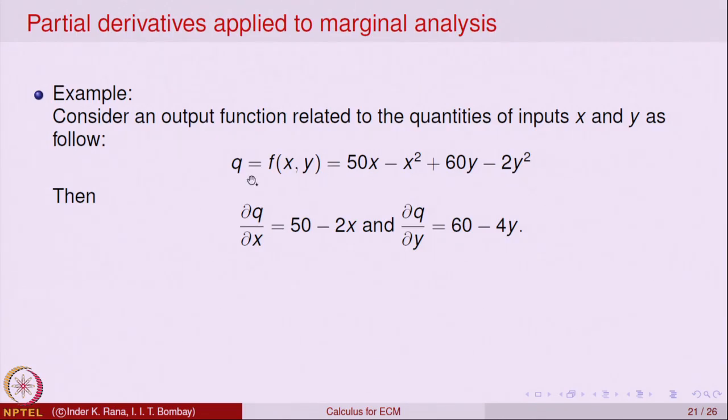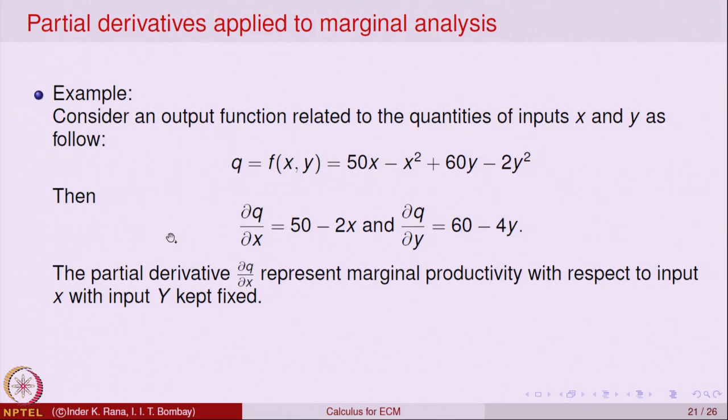With respect to x, dq/dx will be 50 - 2x. And similarly, for dq/dy, treat the x terms as constant and compute the derivative with respect to y. This being a constant, differentiating with respect to y gives you 60 - 4y. So, these are the partial derivatives of q, this output function, with respect to the input x, and this is with respect to the input y.